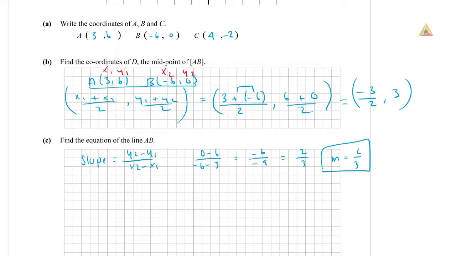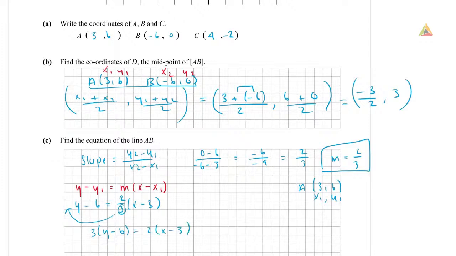Okay, so we need 1 point, so I'm going to go for the point A. So the point A is (3, 6). I'm going to label that x1, y1. To get an equation, we need the formula y minus y1 is equal to m(x minus x1), and you're literally just filling it in. So y minus y1, in this case 6, is equal to m, which is your slope, 2 over 3, times (x minus x1), which is 3. Okay, we want to get rid of the fraction now, so we're going to bring the 3 under. So it's 3 by (y minus 6) is equal to 2 by (x minus 3).